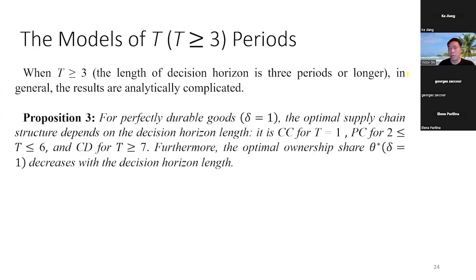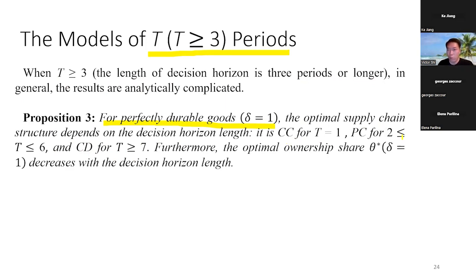And we have done some extensions. One of them is more than 3 periods. So when the length of the decision horizon is 3 periods or longer, in general, the results are analytically complicated. We do have some relatively smaller results. For example, if delta equals 1, the optimal supply chain structure depends on the decision horizon length. If you only consider 1 period, it's always true that centralization is better.